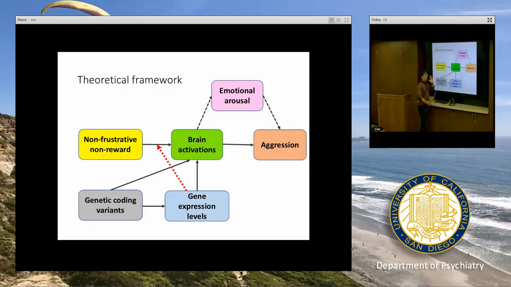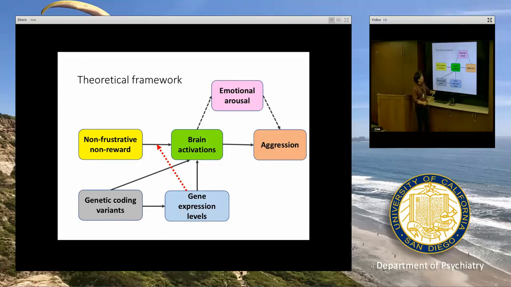But another challenge with neuroimaging research for behavior is that we need to understand that our brain constantly changes in response to the environment, right? Even if you measure the same person at a different time point, doing different tasks, the brain activation will be different. So we need to have a consensus regarding that. What might be the task that can be used to standardize the activation? We chose non-reward and frustrative non-reward as a domain of the construct to figure out which brain activation might be more closely associated with violent behavior. I'm going to explain what it is in a later slide.